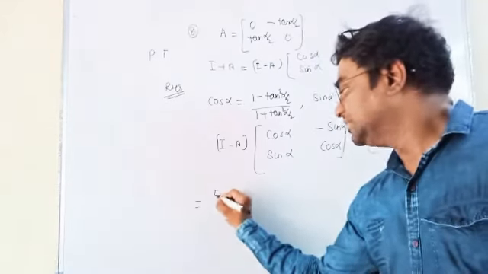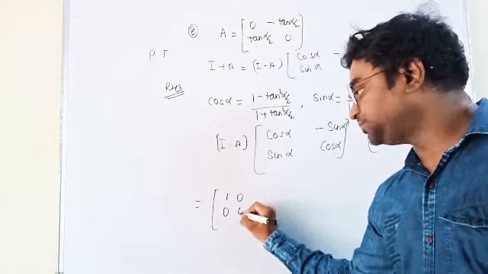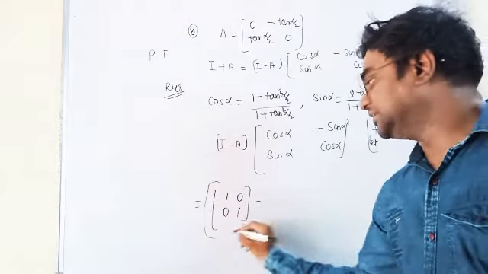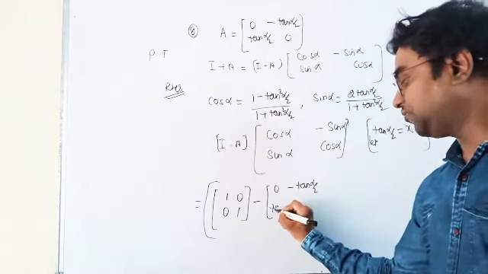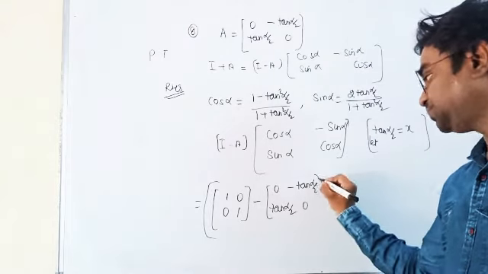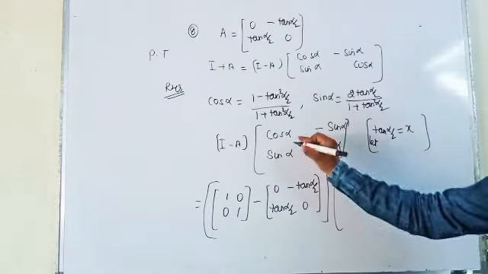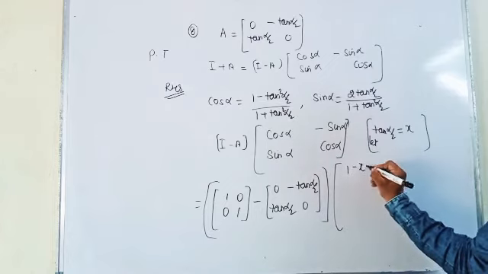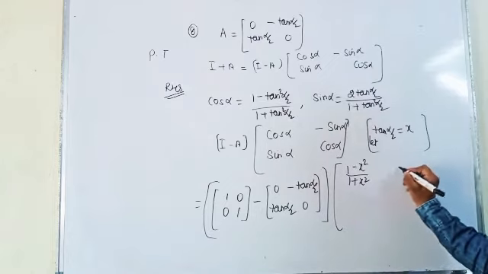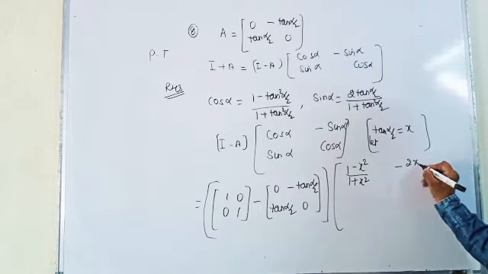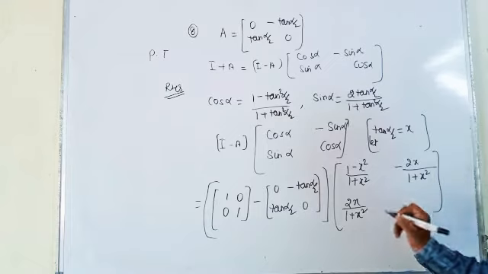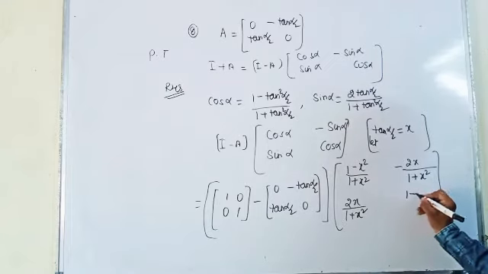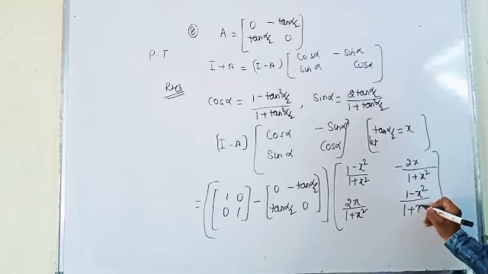So here what we write, instead of I, we will write [1, 0; 0, 1] and minus A. In A, this value is here: [0, minus tan alpha by 2; tan alpha by 2, 0]. And instead of cos alpha, you write 1 minus x square divided by 1 plus x square, and in place of sin alpha you will write 2x upon 1 plus x square. Here again we will write 2x upon 1 plus x square instead of sin alpha, and for cos alpha we will write 1 minus x square divided by 1 plus x square.